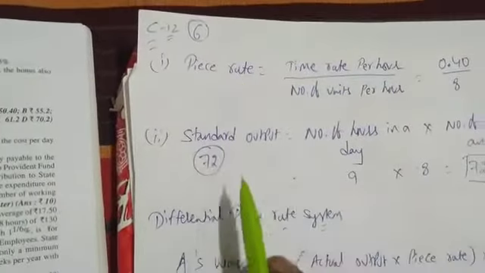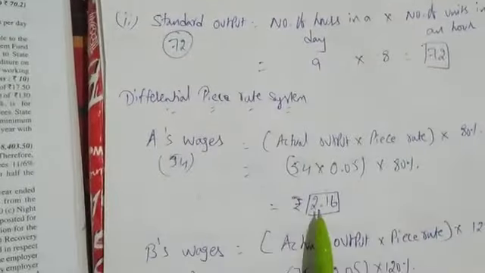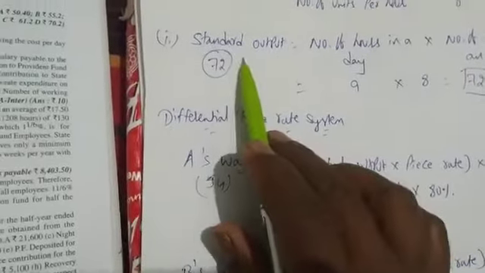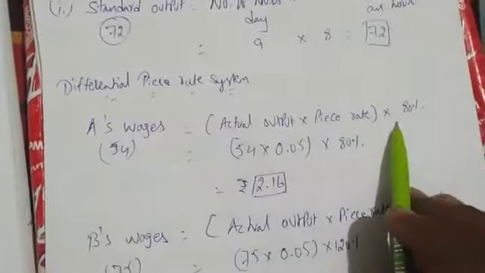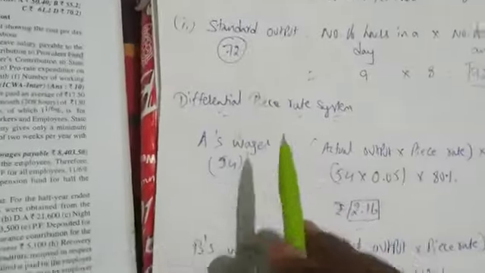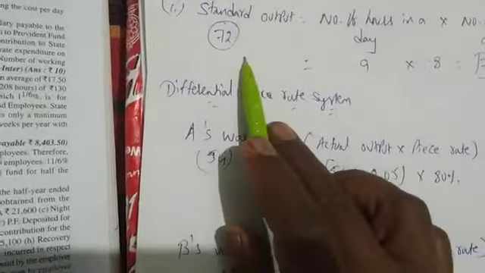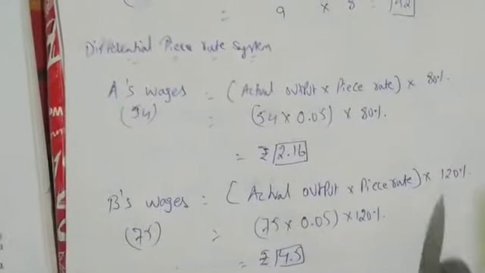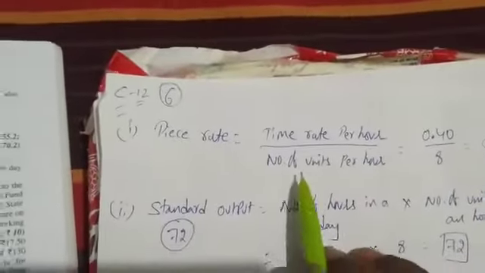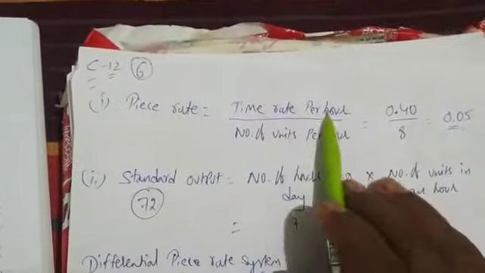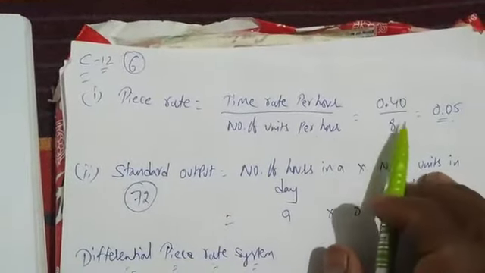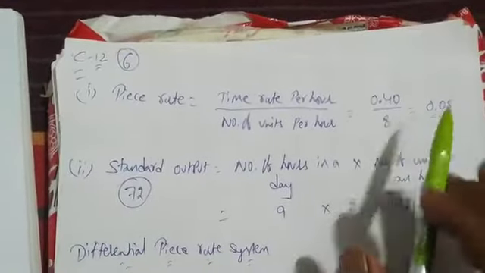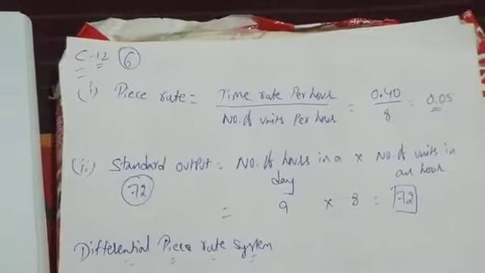In the question, what has he not given? He has not given piece rate and he has not given standard output, and after that it's very easy. He's saying if A is producing 54 units, that is less than standard, give him 80%, and B is producing 75 units, more than standard, give him 120%. So how did we find out piece rate? Time rate per hour divided by number of units per hour. This is a formula you have to remember. 0.40 divided by 8 is 0.05. We are getting piece rate per piece.